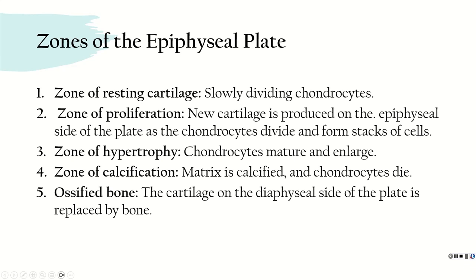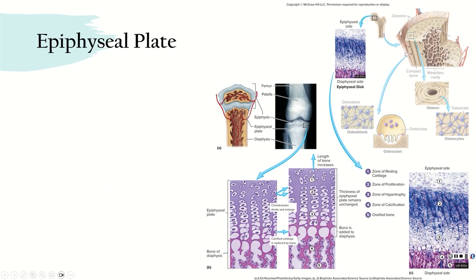This is on the epiphyseal side of the plate where the chondrocytes are dividing. Then you have hypertrophy where the chondrocytes are getting large and mature. Then a zone of ossification or calcification where the cartilage matrix is turning into more true, proper bone material. Chondrocytes die, and then your osteoclasts are there on the diaphyseal side, right? So towards the medullary cavity side, replacing the cartilage.